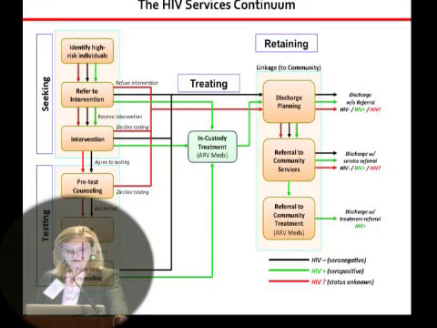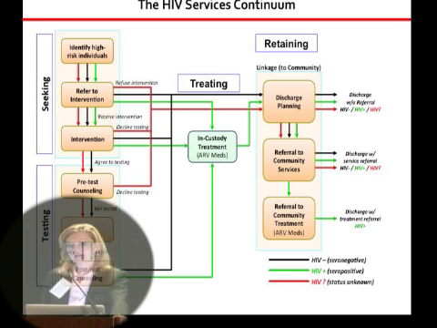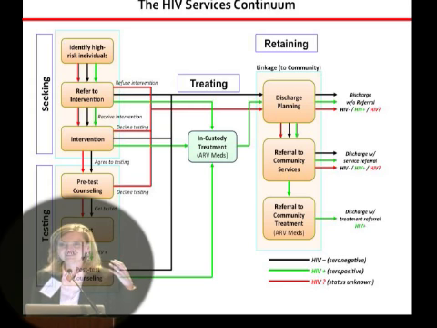So this just shows a little bit about the continuum of services and care, and what's new really is the box in the middle for treatment, which involves looking at how we can facilitate the administration of treatment when people are in custody, and then the retaining, which is the linkage to community, because this is a population that, if you want to talk about migration, I suppose they're migrating.